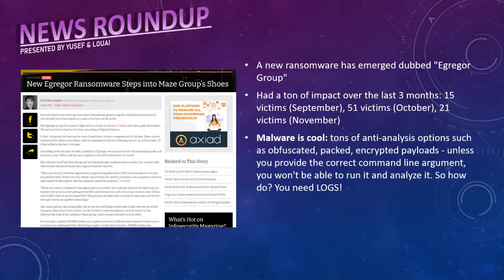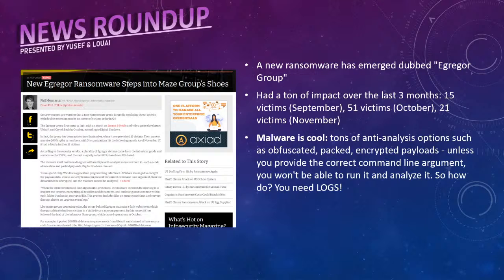The ransomware is called Egregor. It's had a ton of impact over the last 3 months. It had approximately 15 organizations as victims in September, another 51 organizations as victims in October, and another 21 victims in November, and we're not even done with the month yet.